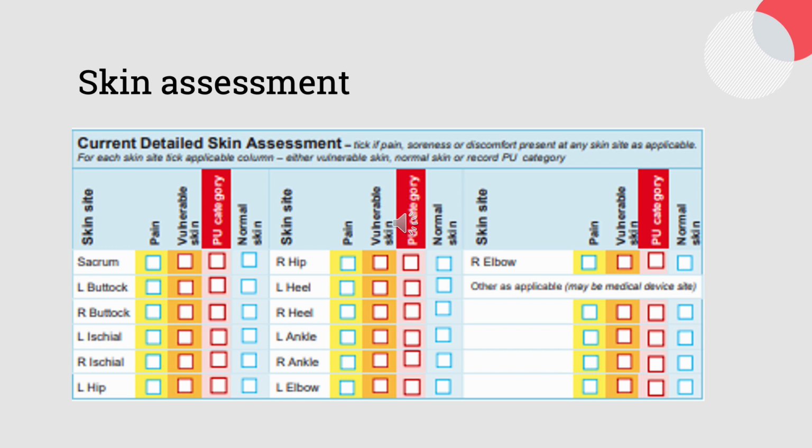So then as you go through, you can see that you need to identify if they have pain over any of these pressure areas. Does the skin look vulnerable? Does it feel vulnerable? Is there already some pressure damage there, or is the skin normal? So this will then flag up more yellow, amber and red or blue boxes, and will help you decide again how you're going to reduce the risk for this patient. So certain sites on the body looking vulnerable might need more targeted risk mitigation.